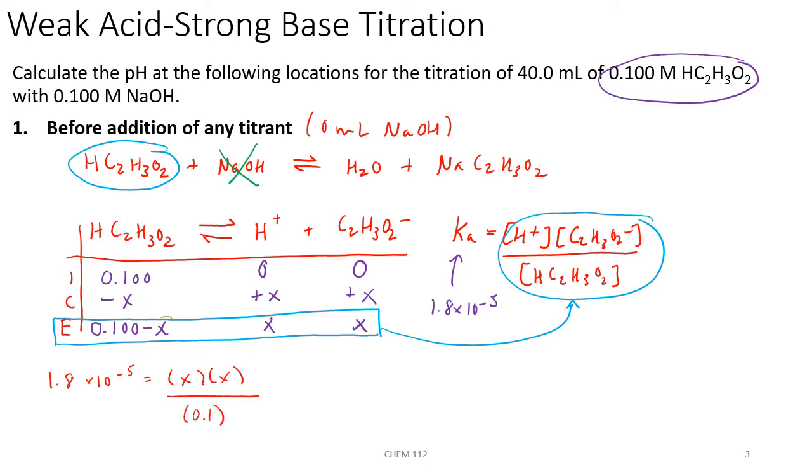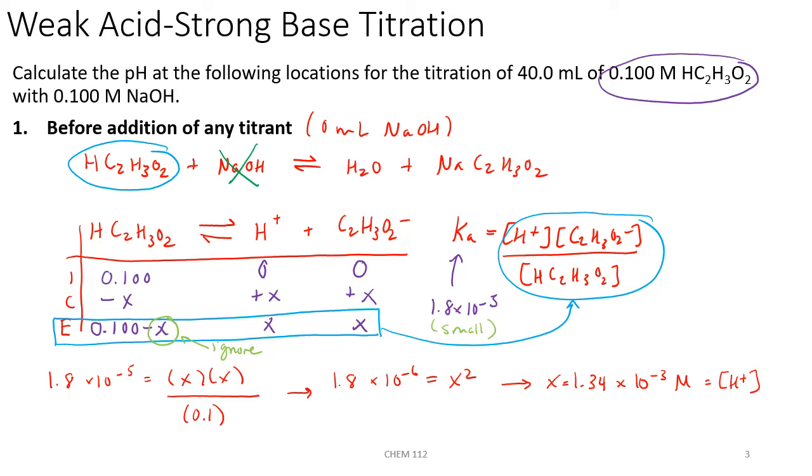That's because, recall, we can ignore that minus x term because our Ka is very small. This is usually true for the majority of our weak acids and weak bases. So what we end up getting when we multiply 0.1 by both sides is 1.8 times 10 to the negative 6 is equal to x squared. And then when we take the square root of that, we'll get x is equal to 1.34 times 10 to the negative third. And that's the molarity of our hydrogen ion.